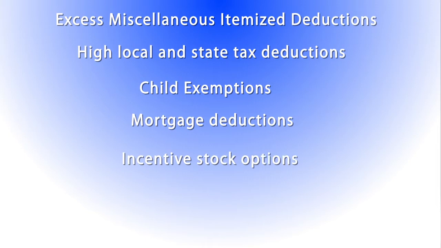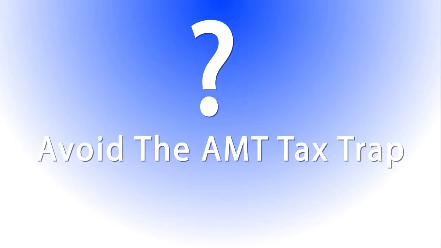The AMT tax effectively does not allow individual taxpayers to take their effective tax rate below a certain level. So when individuals have these types of deductions, they find that they're suddenly faced with the inability to take deductions to further reduce their tax liability. So the question comes up, what can I do to avoid the AMT tax?